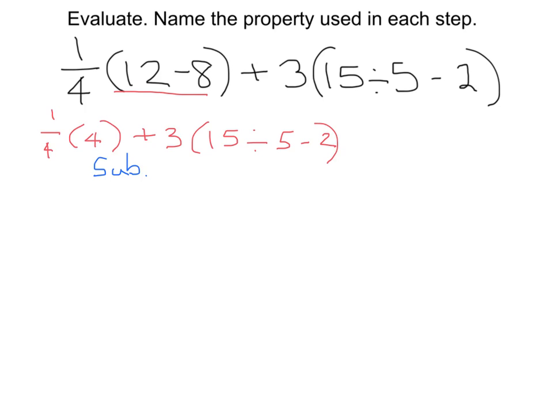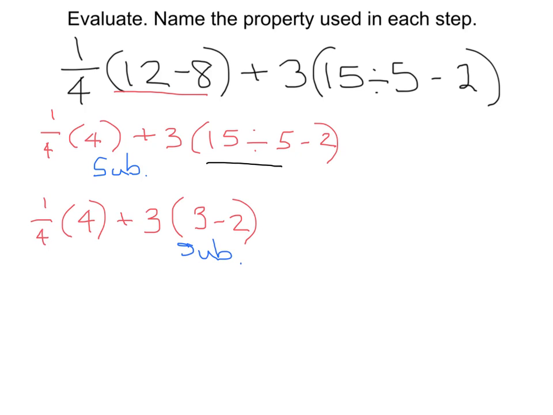So we're actually going to substitute, in this case, for the 15 divided by 5. So the rest of the problem stays the same. So we have 1/4 times 4 plus 3. Now we open parentheses. 15 divided by 5 leaves us with 3 minus 2. And again, that was substitution.